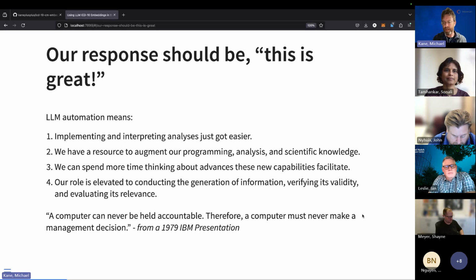And then I just want to close this point with this old quote. It's from a 1979 IBM presentation that says, a computer can never be held accountable. Therefore, a computer must never make a management decision, right? So we should be thinking of our role, I think, a little bit more in terms of the management of information and how and what is provided to the people that we're working with. Because a computer is not going to be able to make those types of management decisions because it doesn't have the context, and it's probably, at least for a while, not going to be fully aware of the context and the goals of a project.